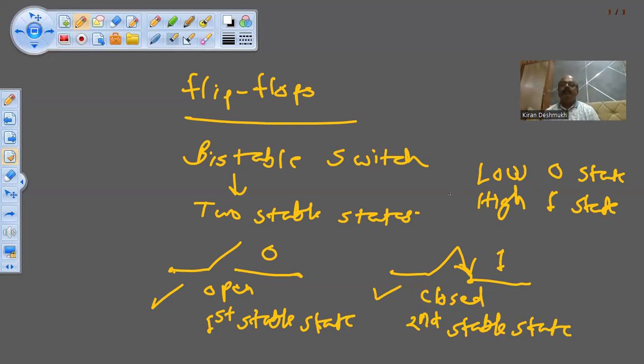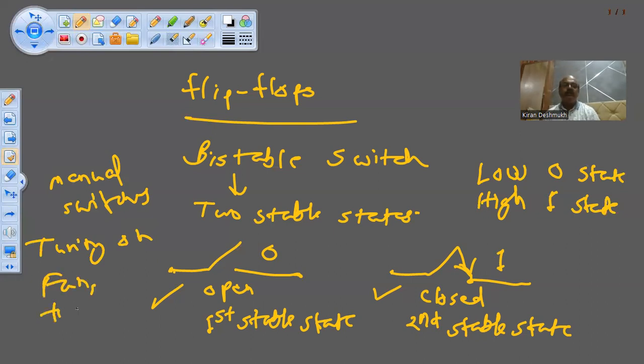Now, your manual switches, which we use for turning on and off the fans, tubes, and bulbs. These are examples of the flip-flop. This is nothing but a flip-flop.